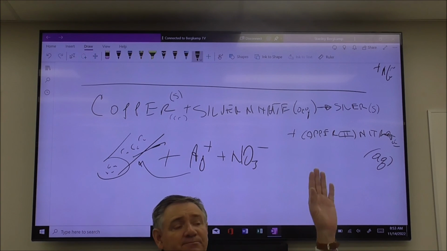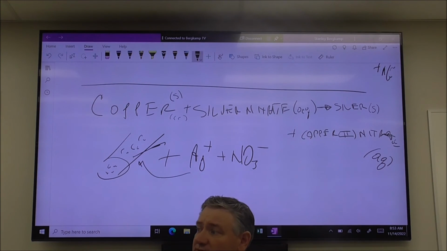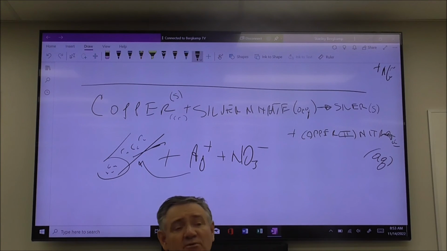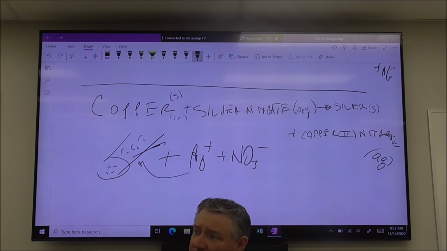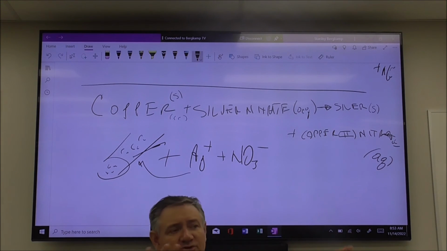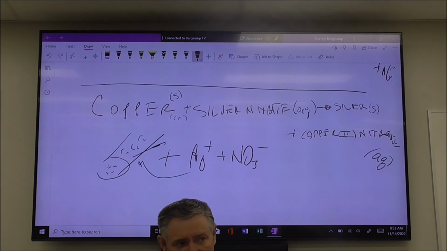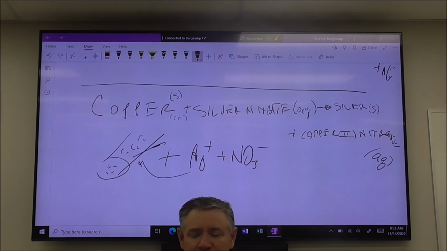So the nitrate isn't involved in the reaction. It's there, but it's just there to watch, okay? It's not part of the reaction. It's an observer, okay? So the nitrate is there, but it's not involved in anything. It's just watching what's taking place.